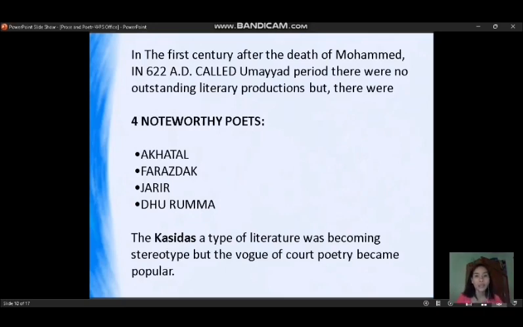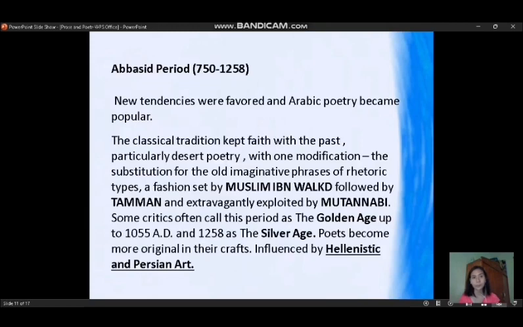So in the first century after the death of Muhammad in 622 AD, called the Umayyad period, there were no outstanding literary productions, but there were four noteworthy poets. And they are: first is Akhtal, second, Farazdaq, third, Jarir, fourth is Dhu al-Rumma. The qasidas, a type of literature, were becoming stereotyped, but the vogue of court poetry became popular.